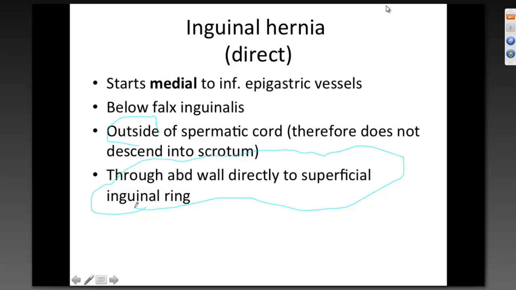The easiest way, at least for me, which I like to encourage you to remember, is the direct hernia goes directly to the superficial inguinal ring. It does not make all those turns. That's how you remember where it ends up. But you're going to know it when you see it, right? You're going to know it because it starts out medial to the inferior epigastric artery. The indirect hernia is not going to start out medial. Wherever it ends up, it's not going to start out medial to that inferior epigastric artery.